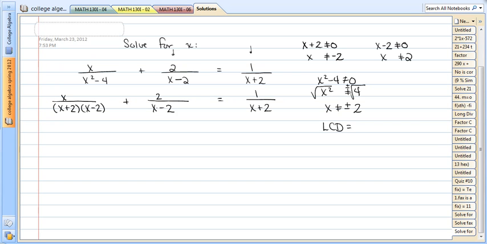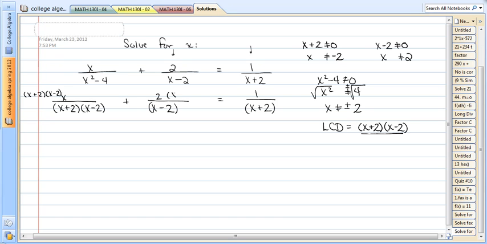Your least common denominator: I take a look at the denominators and see what factors I have. Well, in the last fraction I have x plus 2. In the middle fraction I have the factor x minus 2. And in the first fraction I have the factors x plus 2 and x minus 2, but I already have those accounted for in my least common denominator. What I'm going to do next is multiply each fraction by the LCD. And in doing this, I'm going to cancel out those denominators so that I no longer have to worry about fractions.